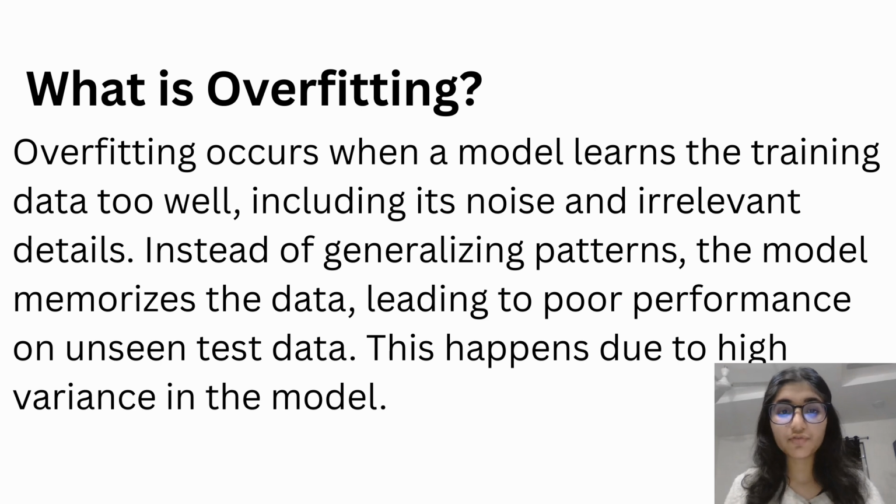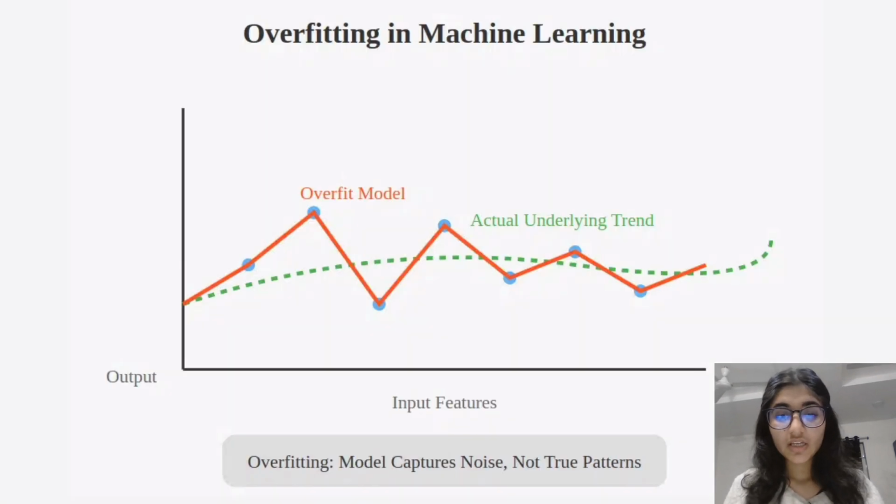So, this is the graph of overfitting in machine learning. This is the line of the actual underlying trend, the dotted one, and the red one is the overfit model. So this is how the model learns too well.